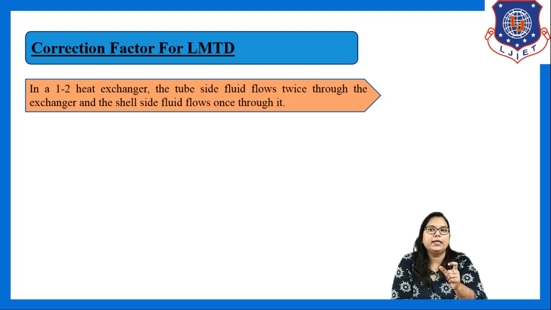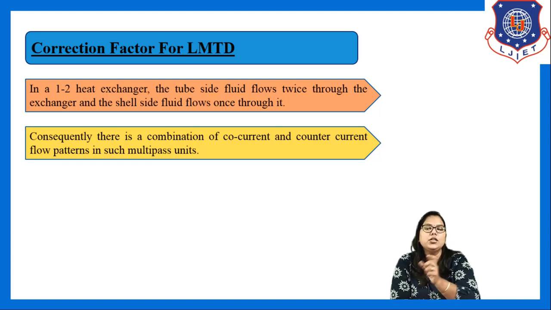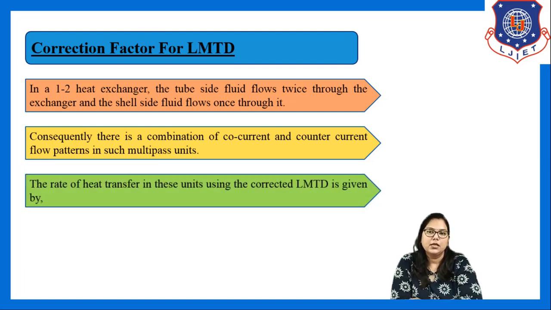In a 1-2 shell and tube heat exchanger, the tube side fluid flows twice through the exchanger and the shell side fluid flows once through it. Consequently, there is a combination of co-current and counter-current flow pattern in such multi-pass units. When I say 1-2, that means it is a multi-pass heat exchanger, and in that there is a combination of co-current and counter-current flow pattern. So the rate of heat transfer in these units is calculated using corrected LMTD.